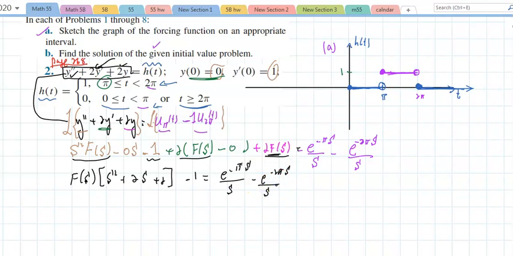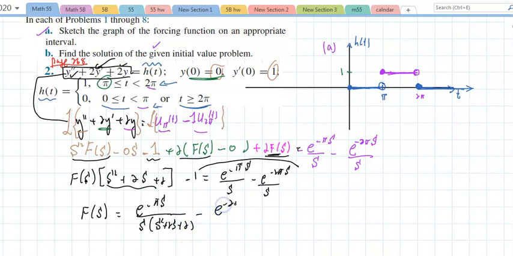So if I do two things in one, that is, if I move the 1 over and divide by this, I'm really looking at F of s, which was the integral from 0 to t, remember, in section 6.1. That's simply e to the negative pi s over s times s squared plus 2s plus 2, minus e to the negative 2 pi s divided by s times s squared plus 2s.